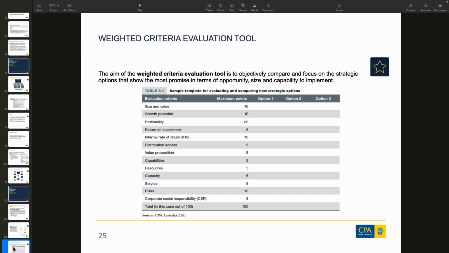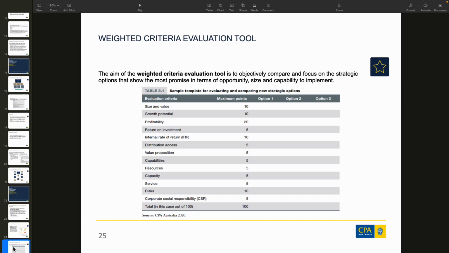The rest, maybe you rate it high, low, 1 to 5. 1 is low profit, 5 is very high profit. Got it? So then you can say size: option 1 small, option 2 maybe 2, option 3 maybe 4. Got it? Then maybe growth, you score 1 to 5.